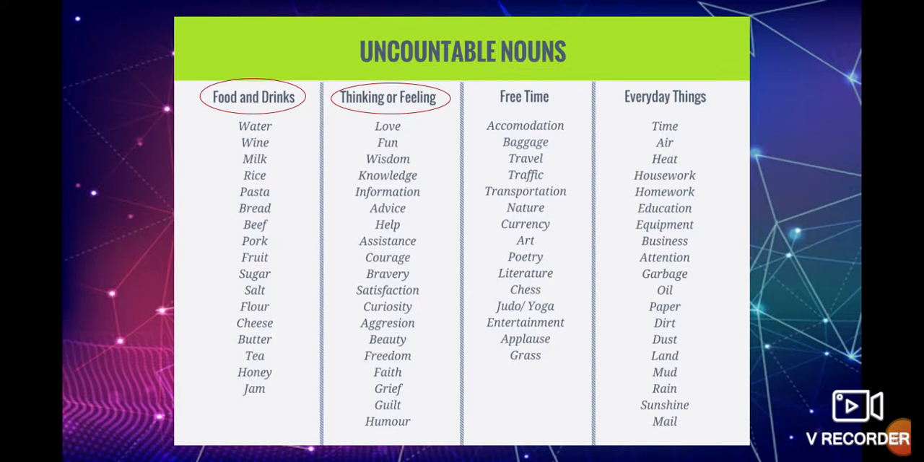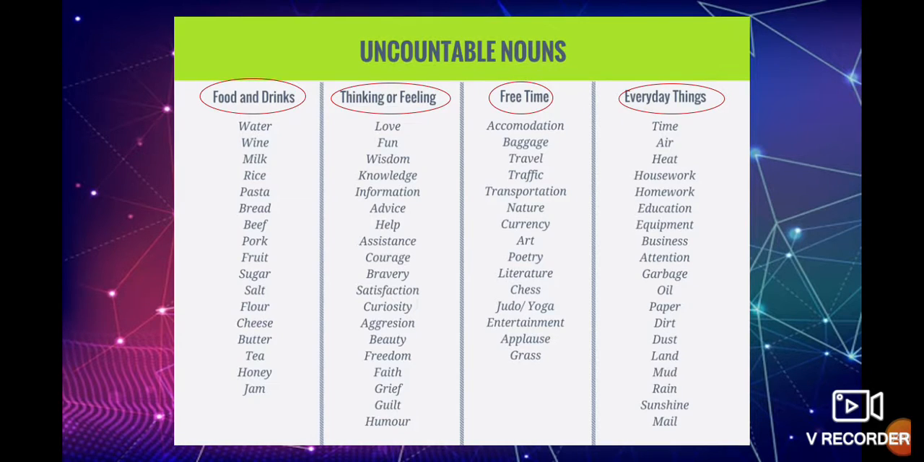Then you have the actions that you do in free time: accommodation, baggage, travel, traffic, transportation, nature, currency, art, poetry, literature, chess, judo, yoga, entertainment, applause, and grass. And the last column has everyday things: time, air, heat, housework, homework, education, equipment, business, attention, garbage, oil, paper, dirt, dust, land, mud, rain, sunshine, and mail. So this is a list of uncountable nouns.